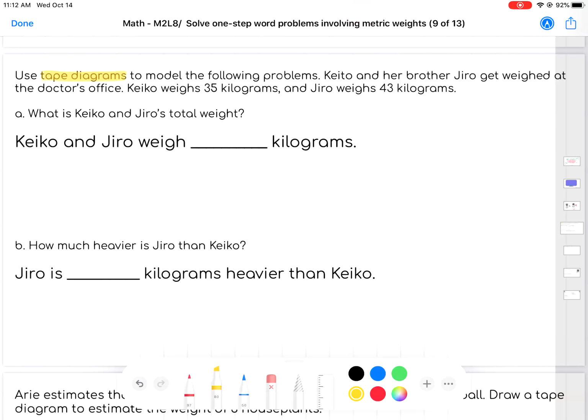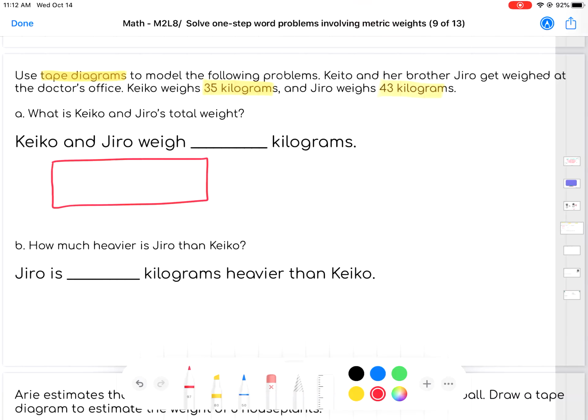Use tape diagrams. So we have used this when we were talking about multiplication, but we're going to use it one more time to model the following problems. Kato and her brother Zero get weighed at the doctor's office. Kato weighs 35 kilograms and Zero weighs 43 kilograms. What is Kato and Zero's total weight?